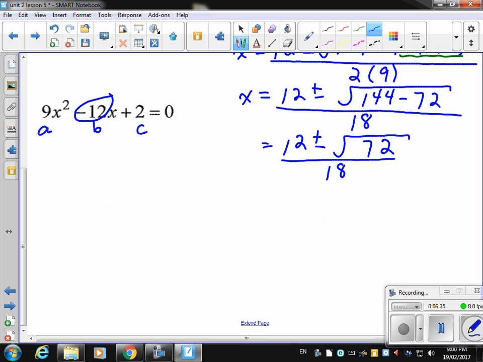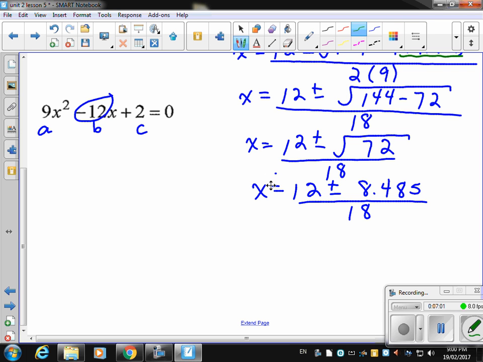I can't do this in my head any longer, so I've had to resort to a calculator. I have 12 plus or minus 8.485 approximately over 18 because the square root of 72 is kind of ugly. So here are our answers. The first one is, and I should be writing x all the way down here.